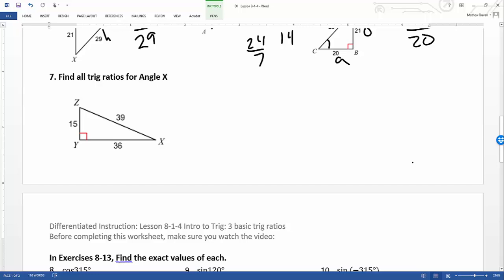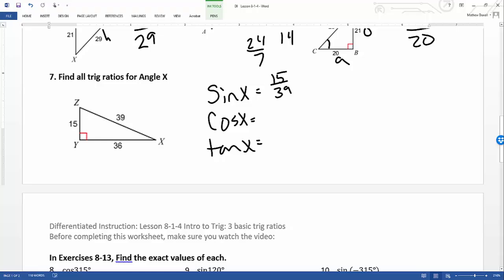It says find all the trig ratios for angle X. So that means sine X, cosine X, and tangent X. So sine, SOH CAH TOA, so 15 over 39. Cosine, adjacent over 39. And tangent is opposite over adjacent. And then reduce where you can reduce. It looks like these all can be reduced by 3.